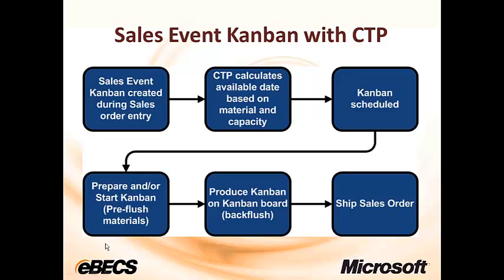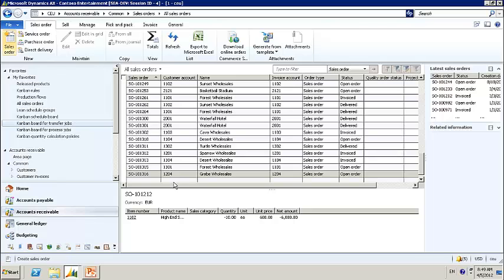So once it does that, just as in our example, we had this turned on. The sales order that I entered a minute ago, this functionality was invoked. It went out and scheduled the Kanban when it could. It looked at the date the customer requested and then schedules it as close to that as possible. If it can't make their date, it's going to tell you it's got to push it out. And then the process is the same. They're going to prepare, start the Kanban, produce the Kanban, and ship the sales order. So really there's not a whole lot different to show you there.